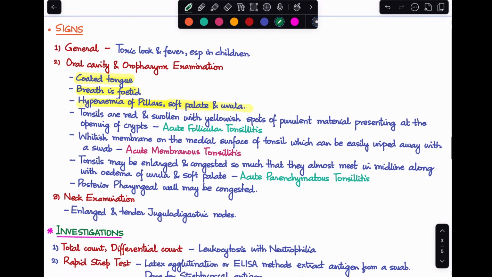So these are all the things that you will be noticing when you check the oral cavity as well as oropharynx. But that does not complete a complete clinical examination. In these cases, you also have to examine the neck. And when you examine the neck, you will be seeing the enlarged and tender jugulo-digastric nodes. These are the primary nodes which are draining the tonsils. So you will be seeing that these are enlarged as well as tender. So these are all the signs that our patient will show you.